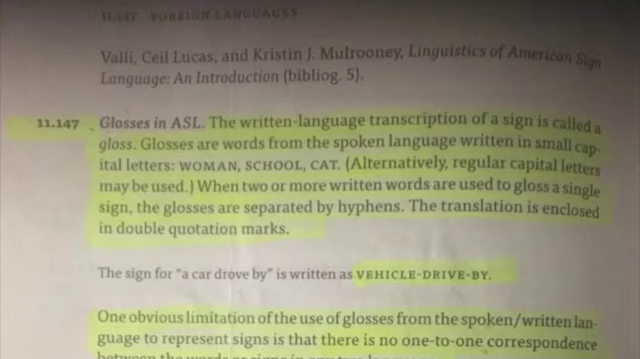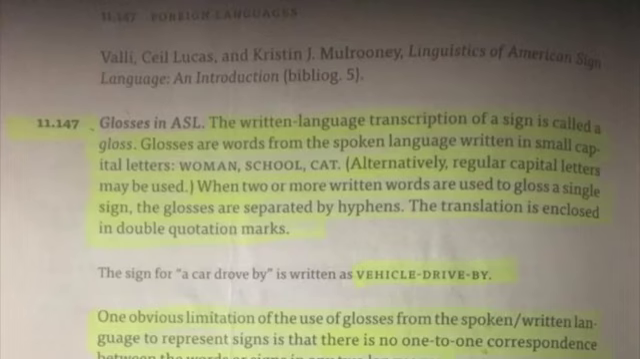Glosses in ASL. The written language transcription of a sign is called a gloss. Glosses are words from the spoken language written in small capital letters: woman, school, cat. Alternatively, regular capital letters may be used. When two or more written words are used to gloss a single sign, the glosses are separated by hyphens. The translation is enclosed in double quotation marks.